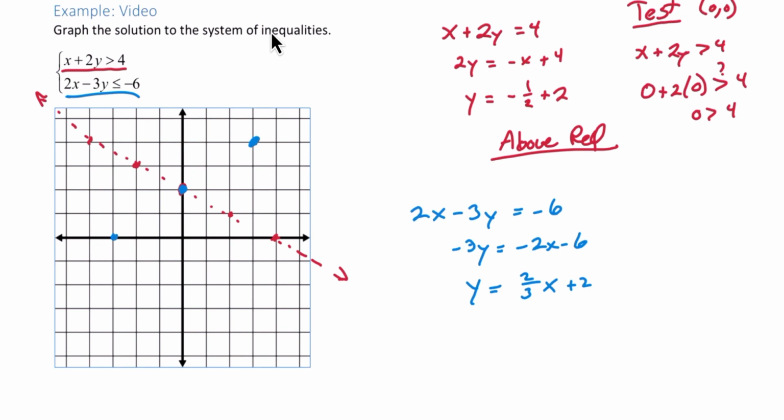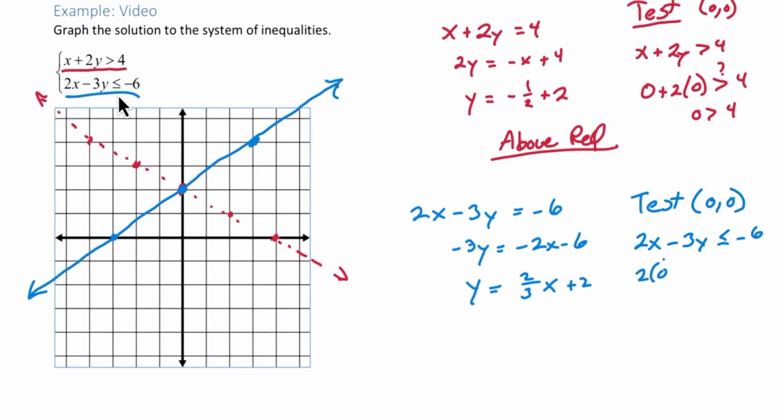And look at the original inequality. We have equal to, so this is a solid line. And now we want to test a point. We can test any point that's not on the line we just drew. Again, 0, 0 is a good starting place. And we'll test in the original inequality.